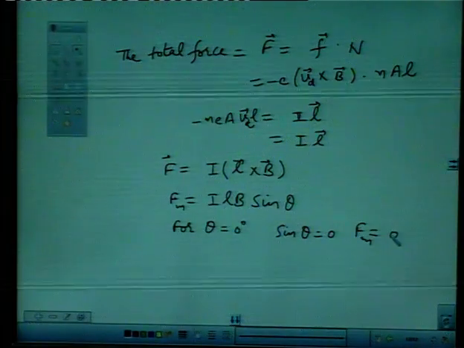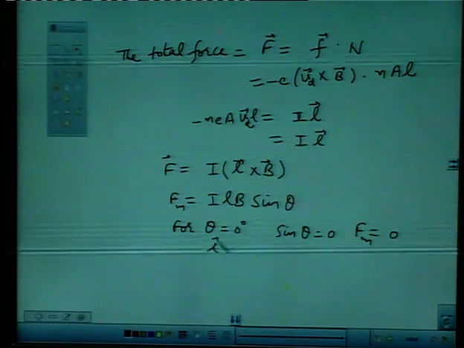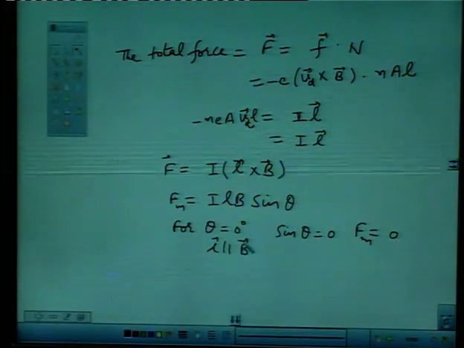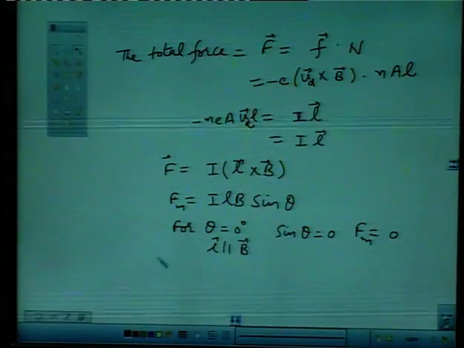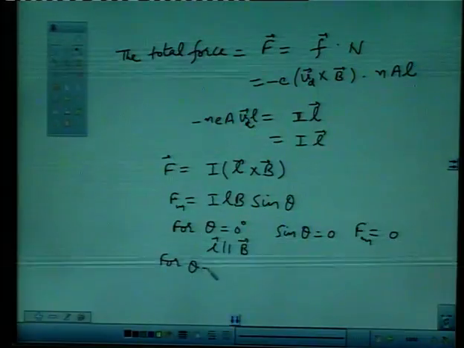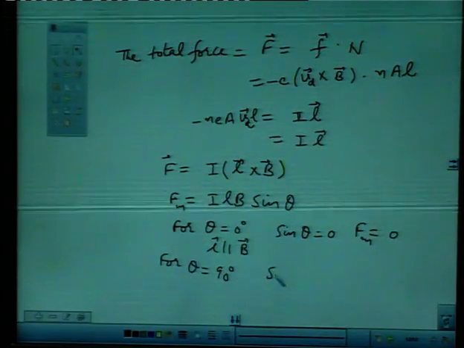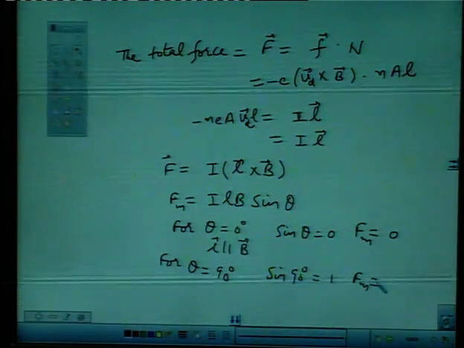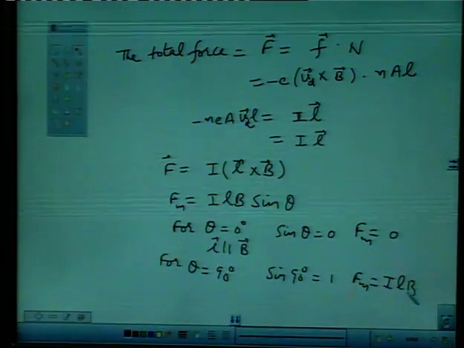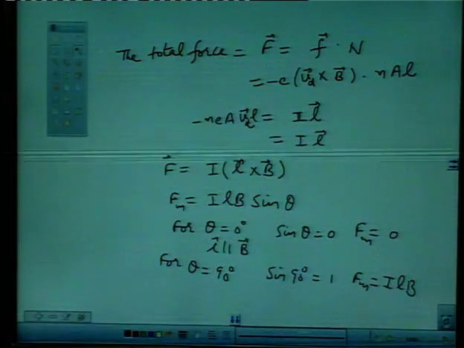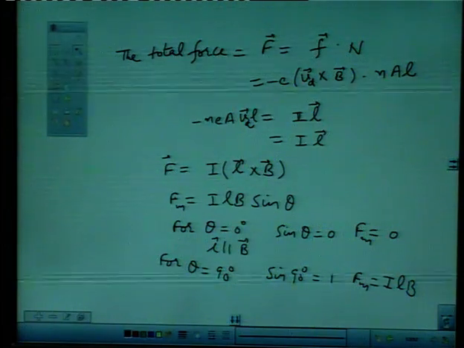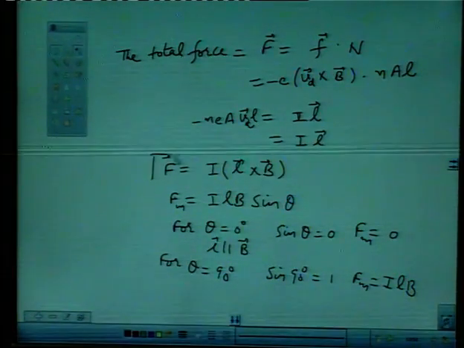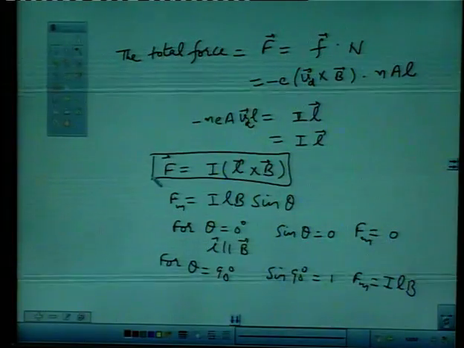For theta equal to 0, the conductor's L vector is parallel to the B vector. If the conductor is placed parallel to the magnetic field, no magnetic force acts on the conductor. For theta equal to 90 degrees, sin 90 degrees is equal to 1, and Fm is equal to ILB. The maximum magnetic force will act on the conductor when it is kept perpendicular to the direction of the magnetic field. So, this is the force for a current carrying conductor placed inside the magnetic field.